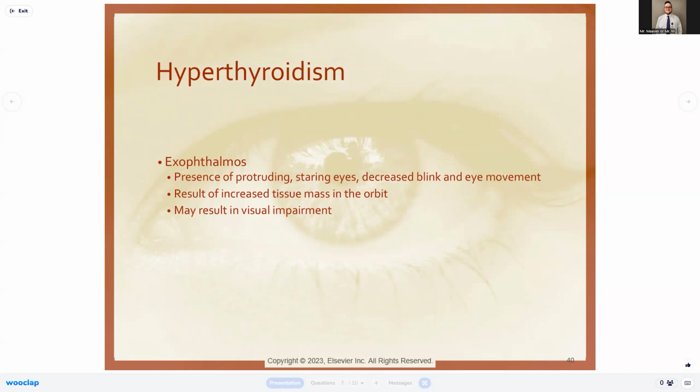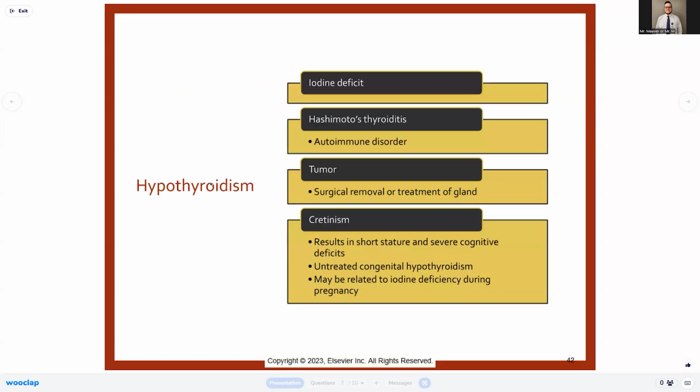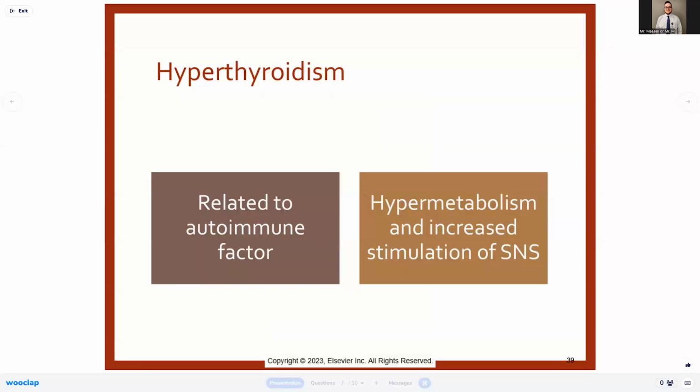You don't always see this in hyperthyroidism, but exophthalmos is the presence of protruding, kind of staring eyes, with decreased ability of eye movement and blinking, a lot of tissue and swelling mass around the eye, and it could result in visual impairment. This is exophthalmos to a very frank degree. You don't always see this, but think of exophthalmos as the key weird symptom with that, but it's increased everything.